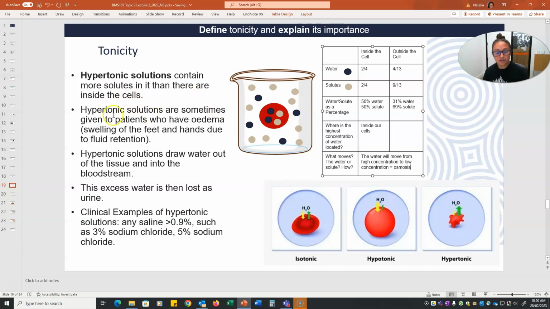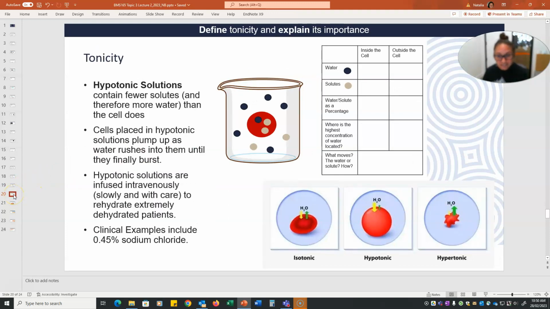So these are hypertonic solutions, and you use them clinically to get cells to draw water out of cells. Right, let's do the last example. All right, let's look at a different solution.